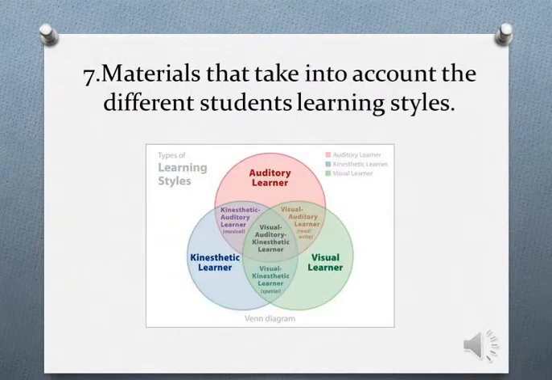7. Materials that take into account the different students' learning styles. Visual materials such as posters or presentations. Auditory materials such as podcasts, music, or videos. Kinesthetic materials such as those which have students follow instructions.